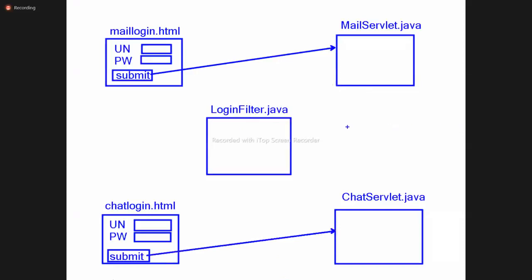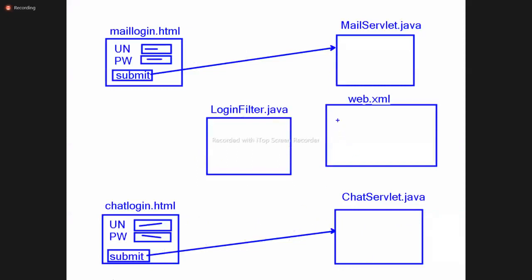Now in the XML file, web.xml, we write like this: whenever you click on the submit button here after typing username and password, the mail servlet is executed. Like that we write. Here whenever you click on the submit button, the chart servlet is executed. But this login filter you can insert in between.